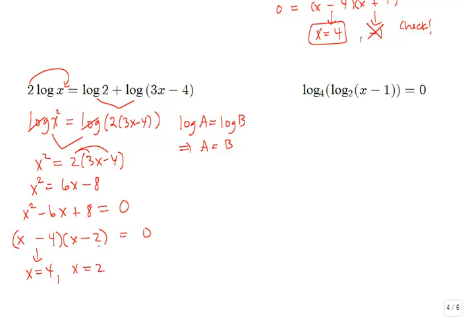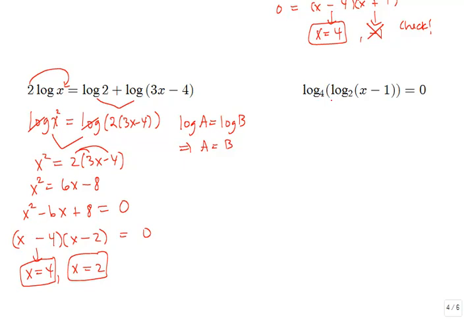And then we want to check our solutions. So if I take 4 and plug it in here, I'm going to be taking the log of a positive 4, so that's good. We want log of a positive. And if I take 4 and put it in here, 3 times 4 is 12, 12 minus 4 is 8, which is also positive. So this one works. If we try 2, log of 2 is good. 3 times 2 is 6, 6 minus 4 is positive 2, so that works also. Okay? All right, next example.